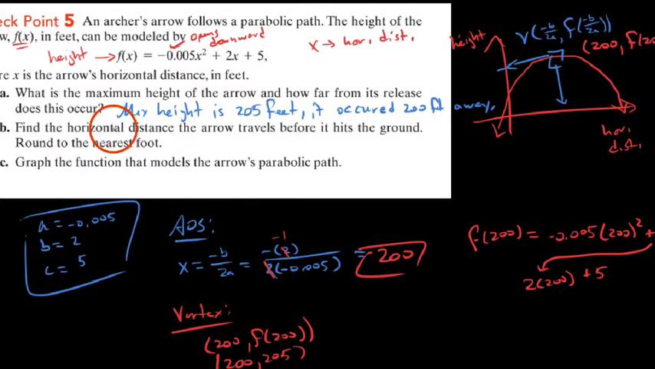Okay, so we say find the horizontal distance the arrow travels before it hits the ground, rounded to the nearest foot. So where on our diagram is it at the ground? I would say right here and right here. But what I want you to understand is that those are the x-intercepts. So to answer this question, we're going to solve for these x values where our y values are 0.